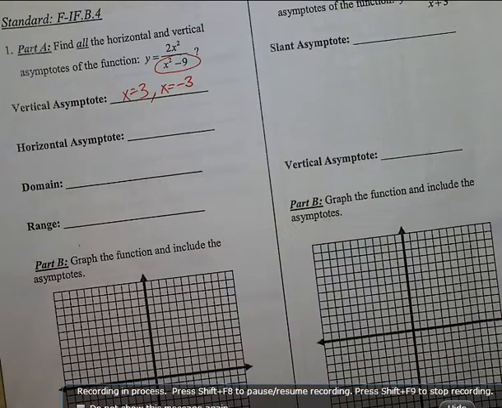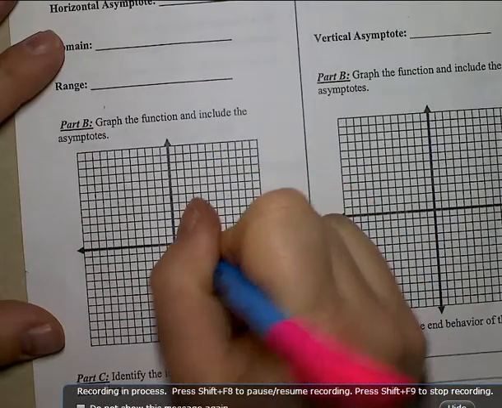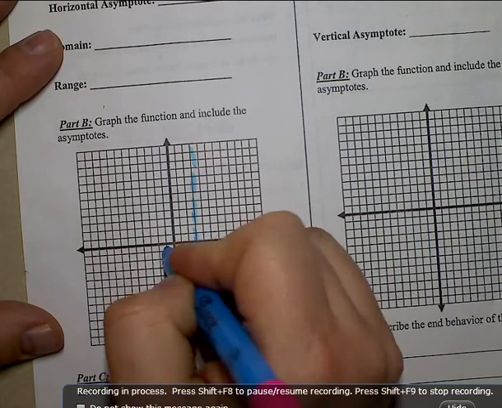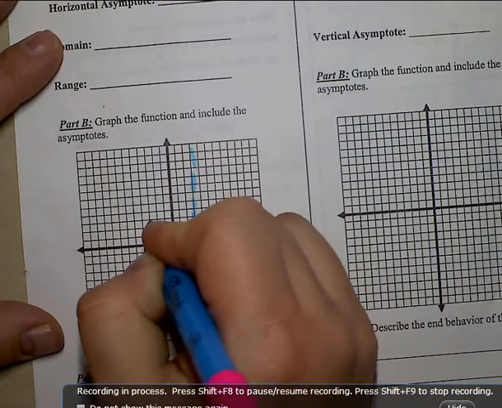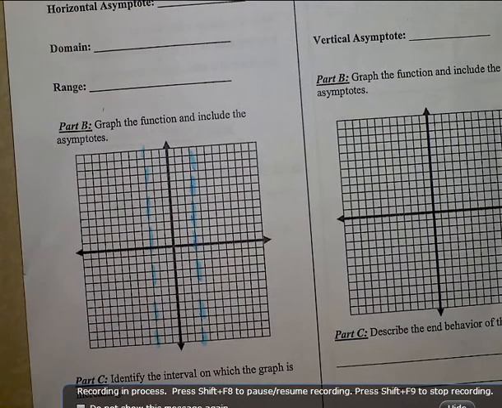Let's go down below. Find the line x equals positive 3 and dot it to represent one vertical asymptote, and the line x equals negative 3 to represent the opposing vertical asymptote.